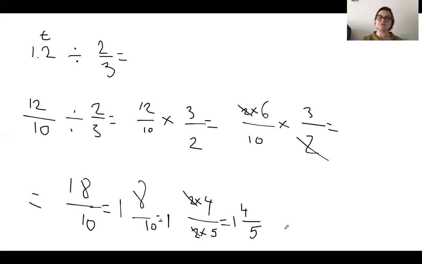So remember, if you have a division of a whole number by a fraction, or a fraction by a whole number, or by a decimal, always change whole numbers and decimals to fractions. And then apply the rules of dividing fractions, and of course the rules of multiplying fractions.